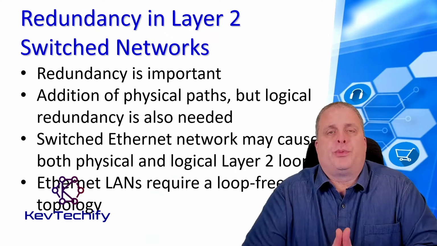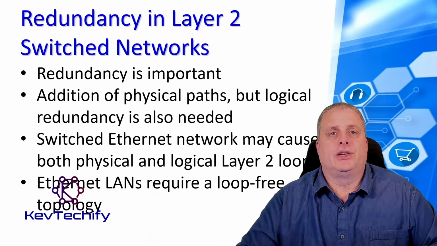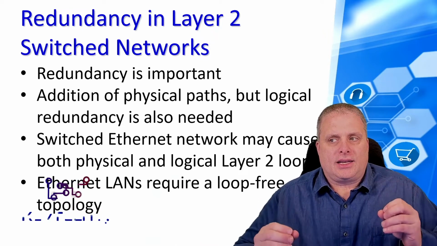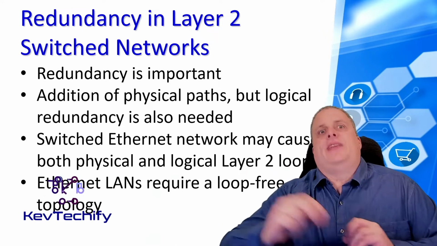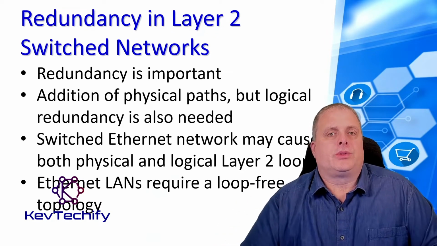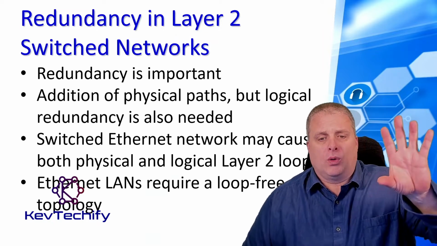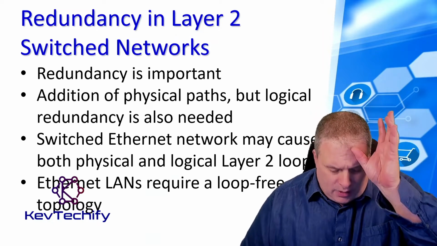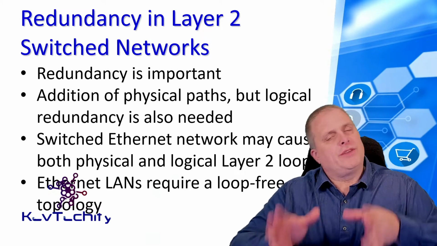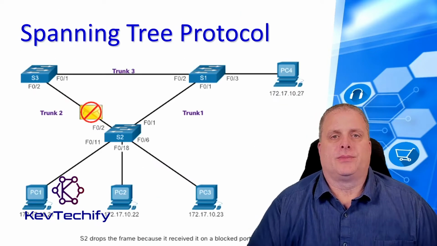If we add in multiple paths to a network or to a destination with layer 2 devices, it's possible that a loop could occur and this data will sit and circle and circle and circle. We'll talk about how that happens. What we need here is a loop-free topology that also gives us that redundancy. And we'll go through and show you how to do that in the coming slides.